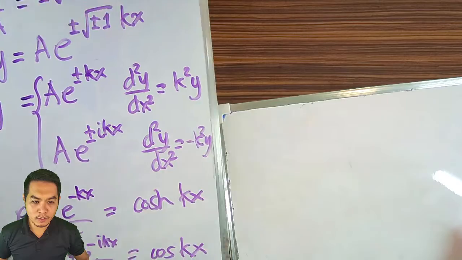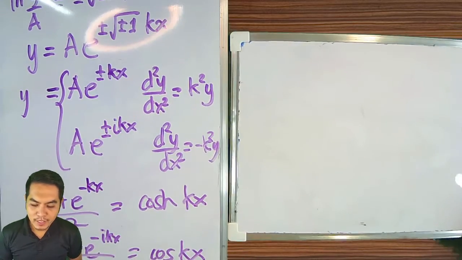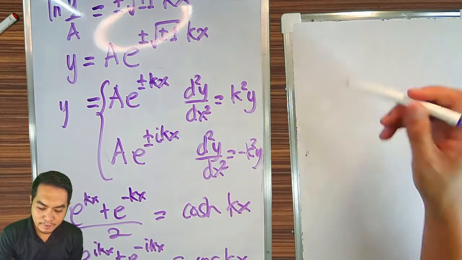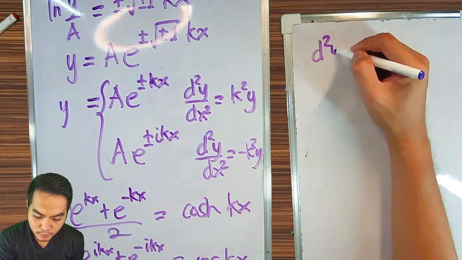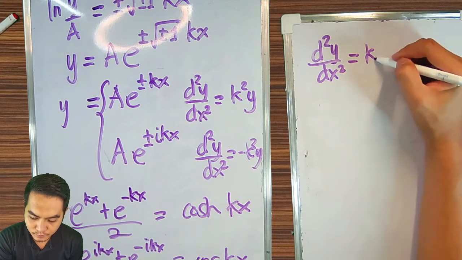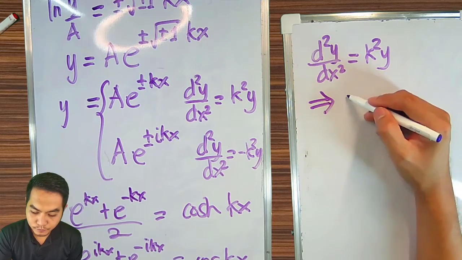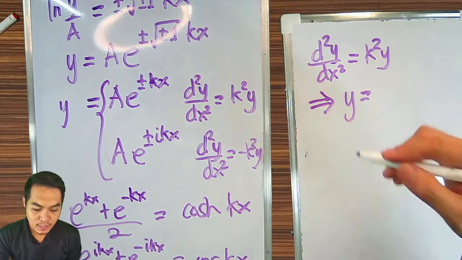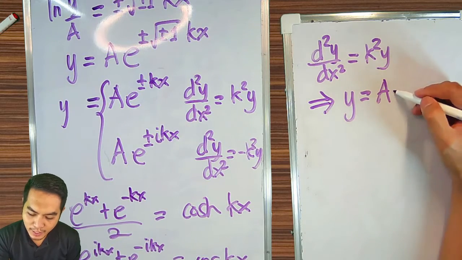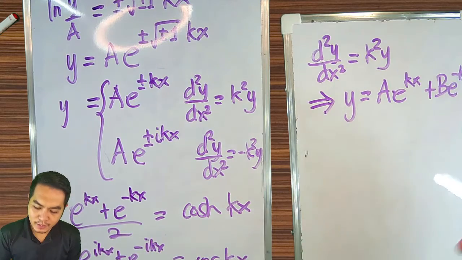Okay, so utilizing this, we can now generalize our results. If your differential equation, or harmonic oscillator equation, d squared y dx squared, has a positive k squared y, then the solutions to this will be y is equal to a combination of the two exponential solutions, e to the kx and e to the negative kx. So you have a e to the kx plus b e to the negative kx.